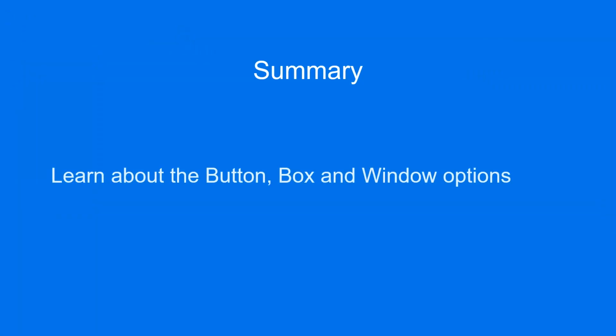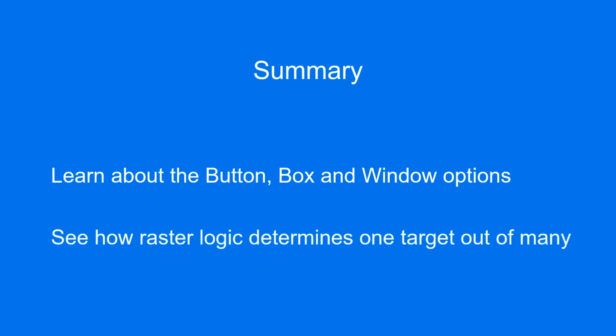In this tutorial, we looked at the 3 rectangle component options, button, box, and window, which determine whether a selection matches a rectangle on screen or not, and about the influence of raster logic, which leads to choosing the first object that matches, top down, then left to right.